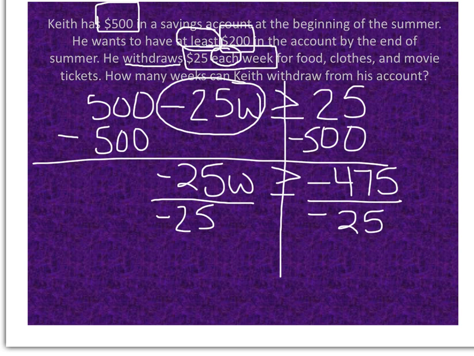Since we are dividing by a negative number, the bells should be going off in your head that, oh my gosh, we got to change the inequality symbol. So we flip the inequality symbol. Now we have that W is less than or equal to negative 475 divided by a negative 25, which is going to give us a positive 19. Therefore, he can only withdraw money from his account for 19 weeks or less.